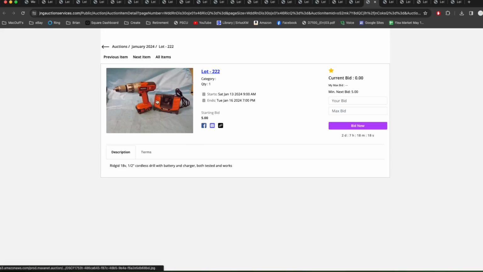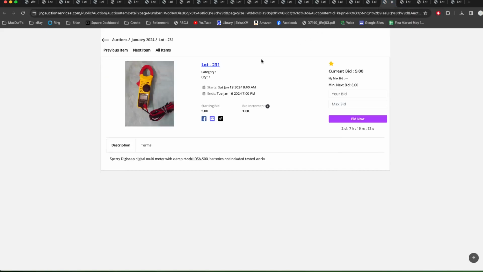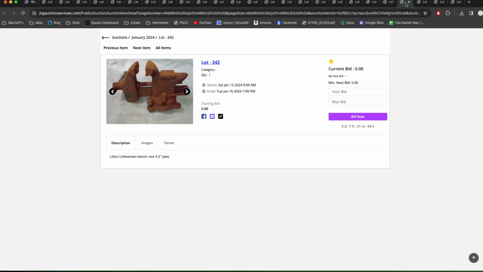And I do really well with these Ridgid tools. It's a very good brand. The chargers sell really well, and right now there's no bids on it, so it'd be $5. I suspect other people will probably bid on it though. It's a nice one. And here's a digital meter with clamp. This can probably sell in the $40 range. It's a good brand. It's a Sperry.